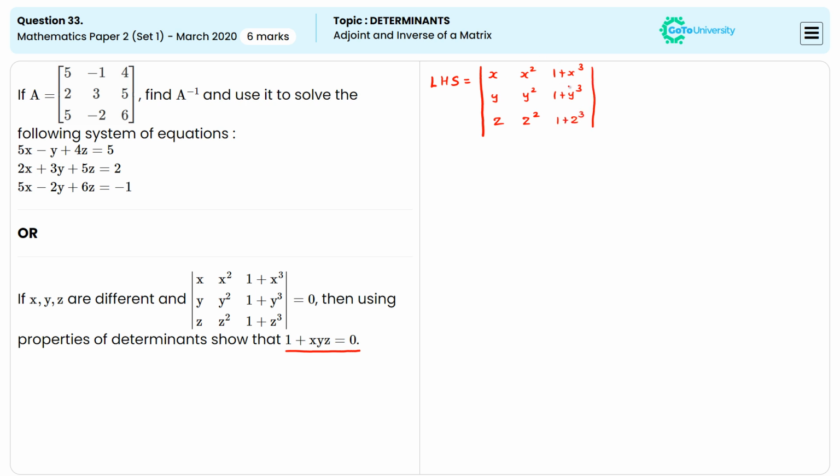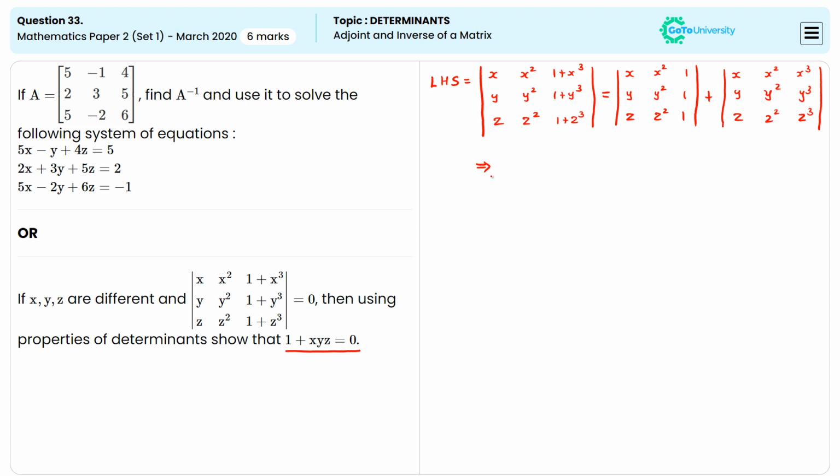Now using the properties of determinant, as we can see here in the last column, we have got two terms. We can split that into two determinants, which is equal to x, x square, 1; y, y square, 1; z, z square, 1, plus the other determinant, which is x, x square, x cube; y, y square, y cube; and z, z square, z cube. So this is a summation of the previous determinant.